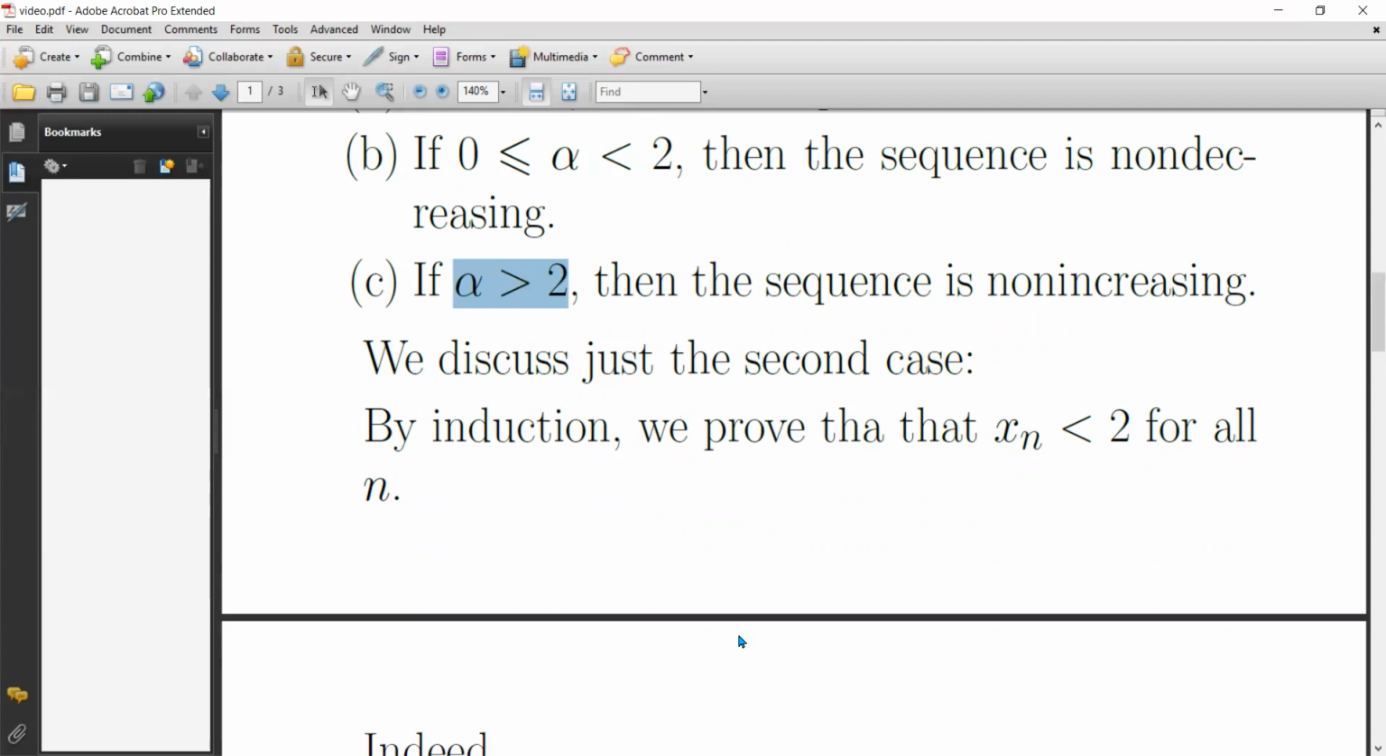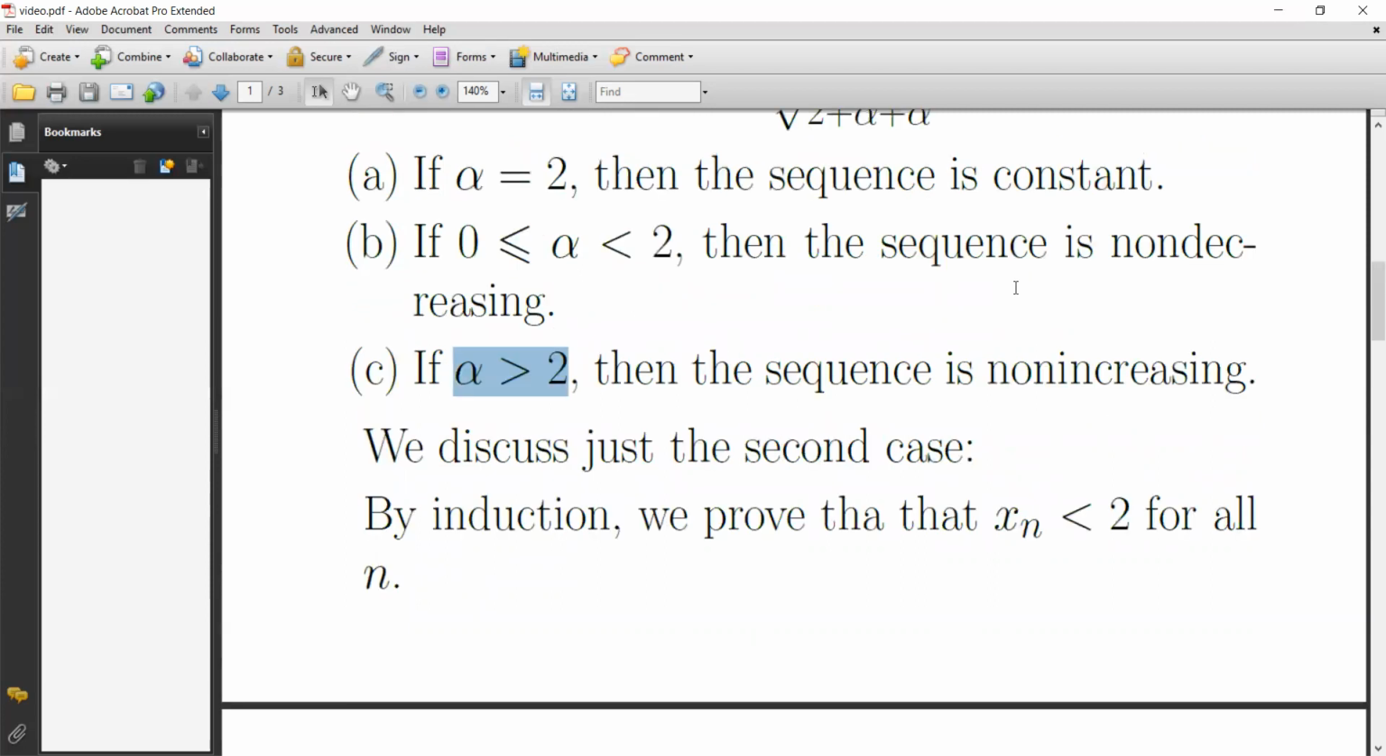We can do the same thing with the case alpha greater than 2, but in this case the sequence will be non-increasing and it converges to 2, but it comes from above. In the case we treated, it comes from below.